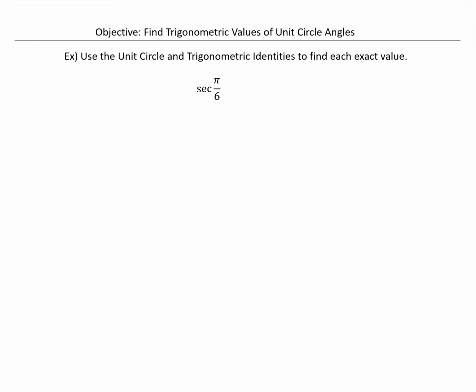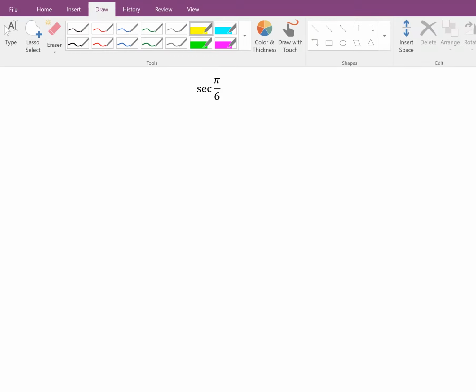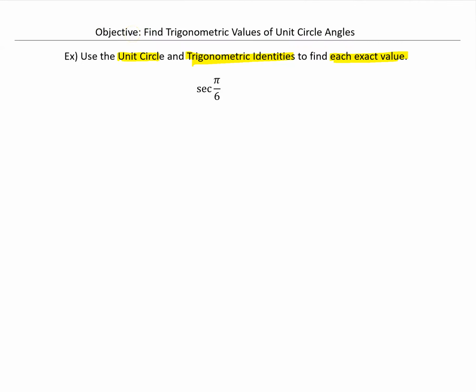All right, so let's take a look at a problem. Here it says we are to use the unit circle and our trigonometric identities, the ones we've just been talking about, to find each exact value. So again, no calculator here. You can use your unit circle for a reference right now if you need to. Again, I recommend whenever possible to test yourself on these types of problems and then verify with your unit circle to see if you are thinking correctly about it.